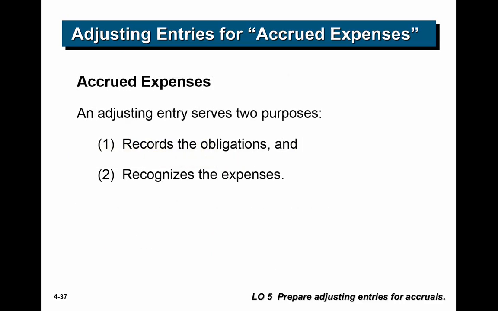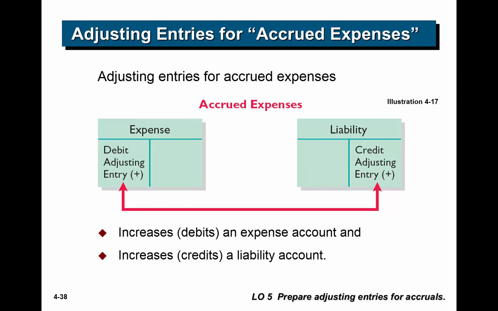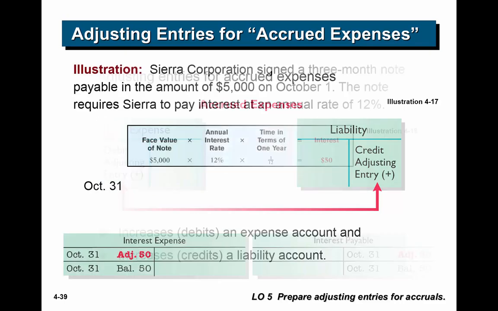So it records the obligation or the liability that we owe and records the expense. But again, you see there's no cash because we haven't paid it yet. So there's the graphical representation. A debit to expense is an increase to the expense, and a credit to the liability, which is also an increase to the liability account.